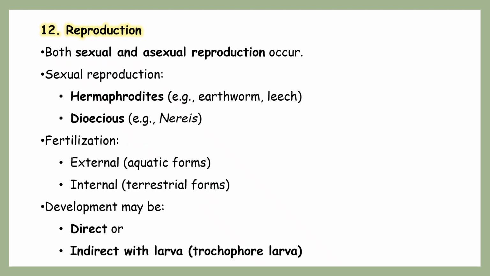Coming to reproduction, they exhibit both sexual and asexual reproduction. Coming to the sexual mode, sexual reproduction occurs in most annelids, where fertilization is mostly external, which happens in aquatic forms, and in terrestrial forms it is internal fertilization. Development might be direct or indirect. If it is indirect, they have a larval form of annelids, which is known as trochophore larva.